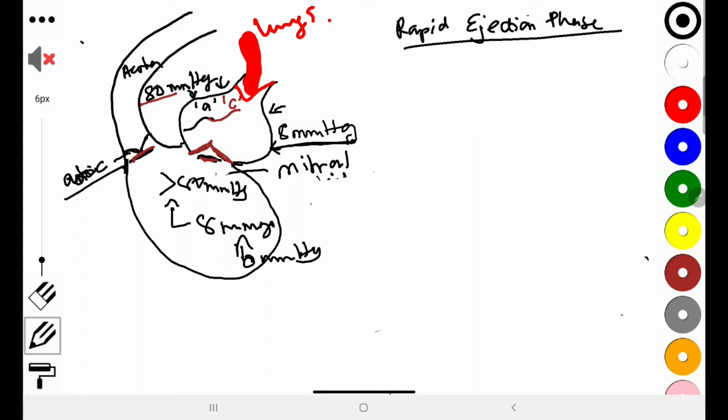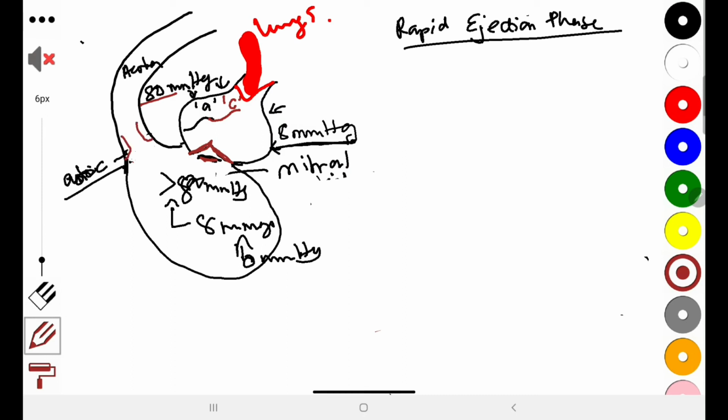This is now the part that we want to talk about. So as soon as it goes beyond 80 millimeters of mercury, what you're going to see is that the aortic valve will now open because the pressure in the ventricle is now more than the pressure in the aorta. But because the pressure in the ventricle is still more than that in the atrium, the mitral valve will remain closed. So we are going to now open our aortic valve.